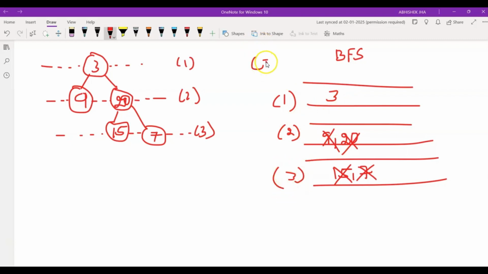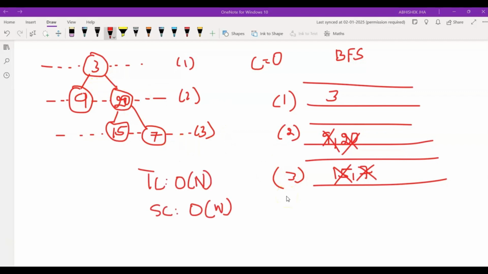So we'll use a count variable or the depth variable, which would be initially 0, and every time a level is being processed inside a queue, we'll increment our count variable until our queue becomes empty. So in this case, since the queue is empty at the last iteration, the count was 3, so the maximum depth of this given binary tree is 3.